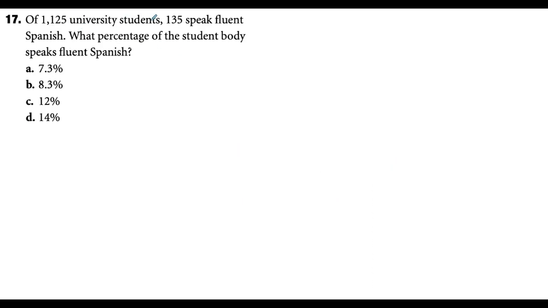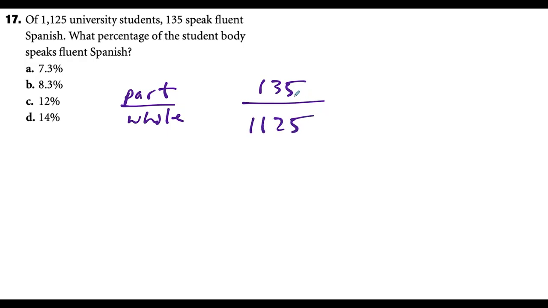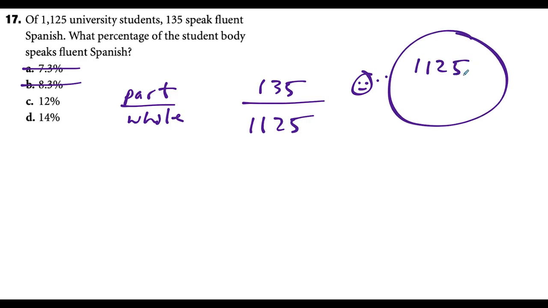So we have this many students at a university, and we have 135 speak fluent Spanish. And we want to know what percent of the student body speaks fluent Spanish. So this is another concept of part over whole. So the part here is 135 over the whole is 1125, like this. So for this one here, this looks like it's a little bit more than 10%. So it's between 12 and 14. So if you were not so skilled at these questions, you could always use process of elimination. So I look at the whole here and I just say, all right, 10% means move the decimal to the left. So 112.5 would be 10% of the total. So 135 is a little more than that.